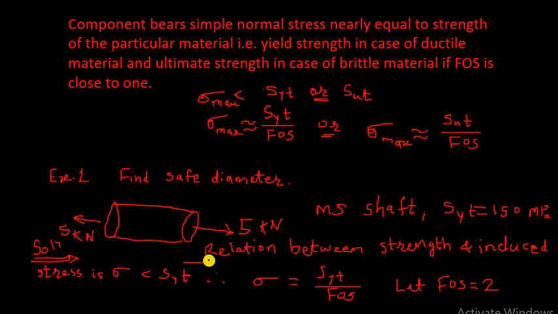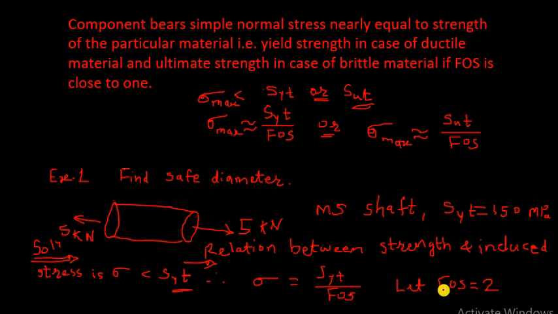Now we will write a relation between the strength of the material used, that is mild steel, and the induced stress, sigma. We know that mild steel is a ductile material, so we will compare it with the SYT, that is the yield strength, not with the SUT, which is useful for brittle materials. As our material is mild steel, that is ductile, we will use this relation for designing this machine component. We will compare the induced stress with the SYT divided by FOS. That means the factor of safety is 2.